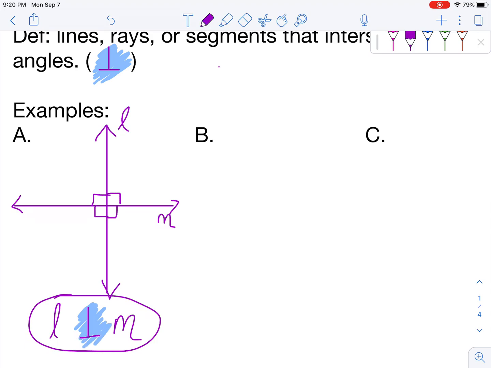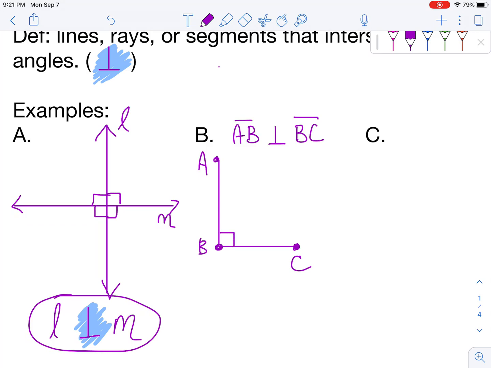Another example, so you guys could have segments that are perpendicular, lines, rays, or segments. And I will just call this A, B, C. So you might see something like this. It might say AB is perpendicular to BC. And if you see that, then you know, okay, if 2 segments are perpendicular, then, and again, I'm putting it as a conditional statement, if 2 segments are perpendicular, then they intersect to form a right angle. Okay, so the angle right there, angle ABC, would be a right angle.